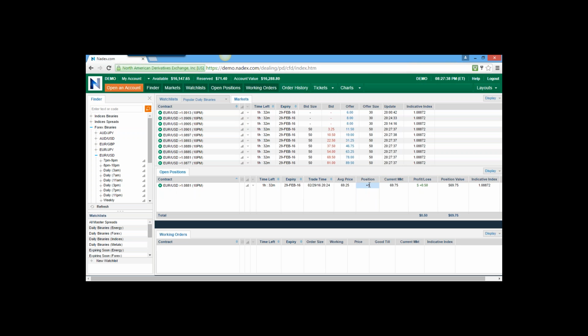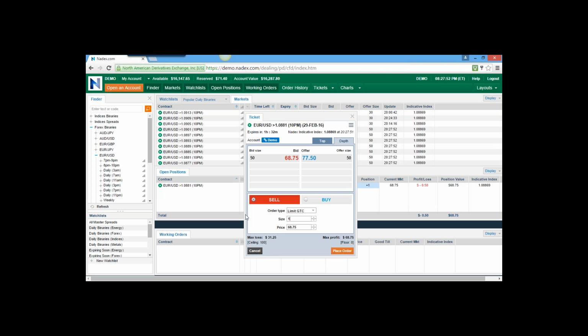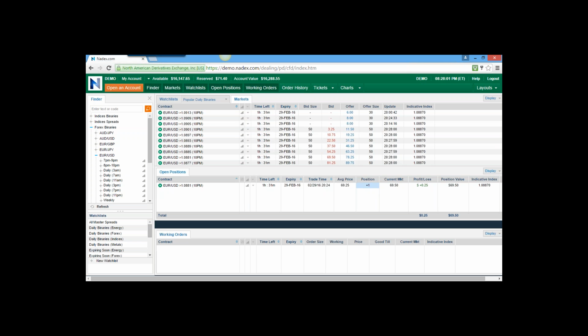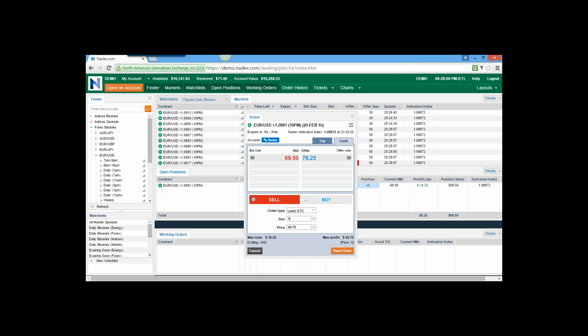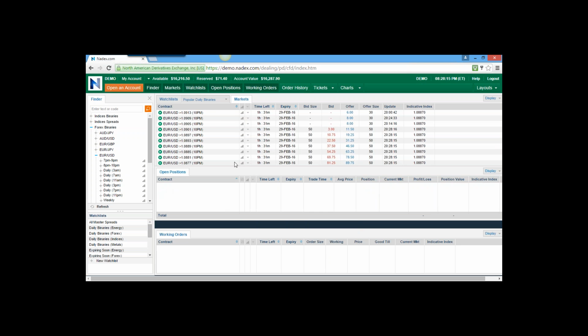So I bought this binary. I want to get out of it early. What do I have to do? Well, it's here in my open positions. I've executed this trade. It's open. All I have to do is click this right there, and what happens? A ticket pops up automatically, already marked sell. Why do you think it's already marked sell? Well, because I've already bought it. If I'm clicking this, it's because I want to get out of it. So Nadex automatically opens the ticket. It's marked sell. I hit place order. Whoop, where'd it go? It's gone. I bought it, I sold out of it, I got my money back minus profit or loss.